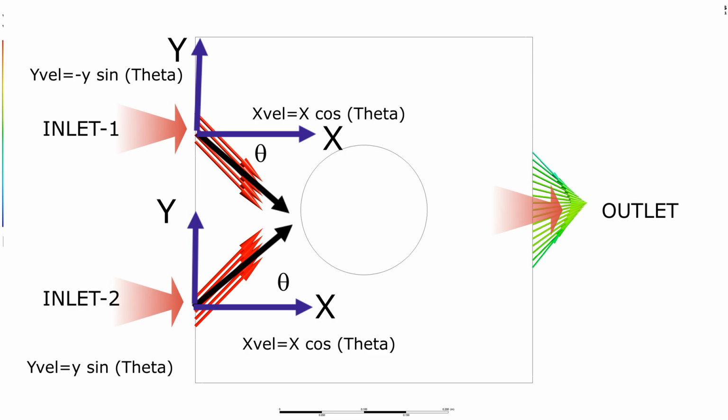At the top inlet section, the velocity is along the negative y direction, so we have taken y velocity equal to minus V sin theta. And in the bottom inlet, we have taken the y velocity as usual, positive V sin theta. We need to find out how to do the setup of these velocities and get the resultant output.